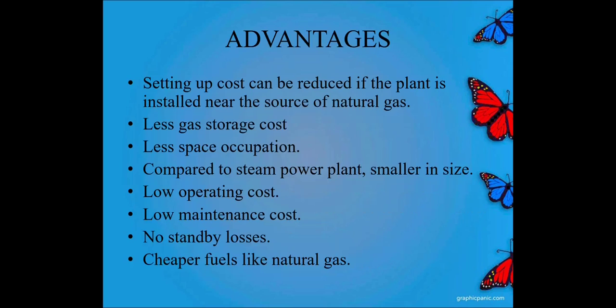Setting up cost can be reduced if the plant is installed near a source of natural gas. Less gas storage cost, less space occupation, smaller size compared to the steam power plant, low operating cost, low maintenance cost, no standby loss. What do you mean by standby loss? Suppose the plant's off and on time is very short compared to other power plants. So it has high efficiency and cheaper fuel like natural gas.